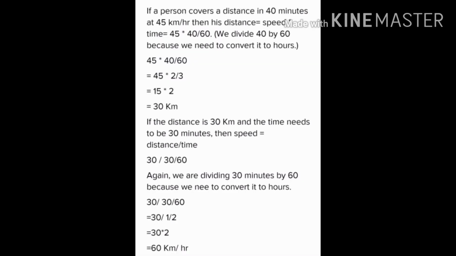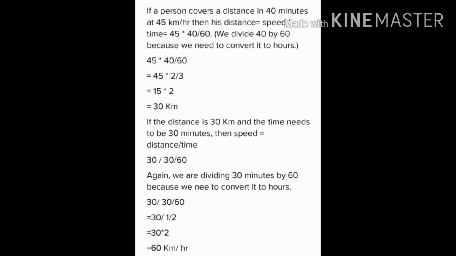Move to the solution. If a person covers a distance in 40 minutes at 45 km per hour, then distance is equal to speed into time. 45 into 40 upon 60. We divide 40 by 60 because we need to convert it into hours. So 45 into 40 upon 60 is equal to 45 into 2 upon 3, which is 15 into 2, 30 km. If the distance is 30 km, the time needs to be 30 minutes.